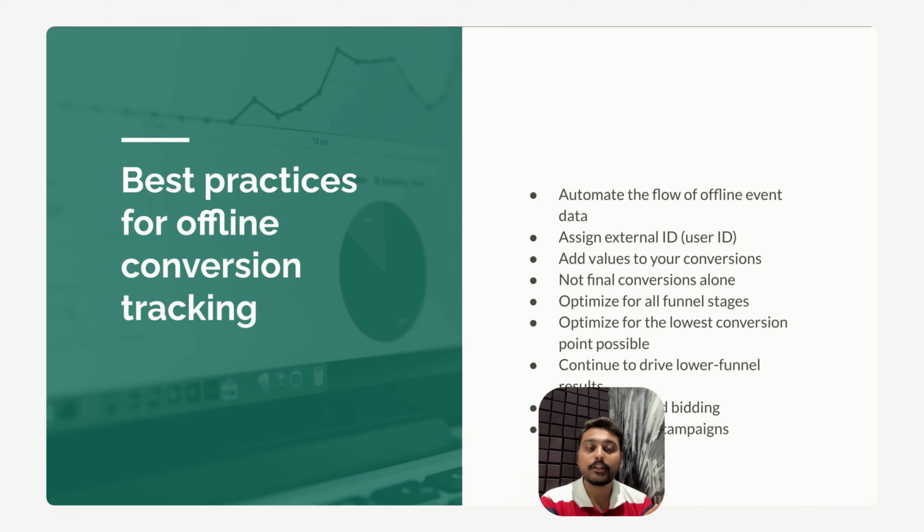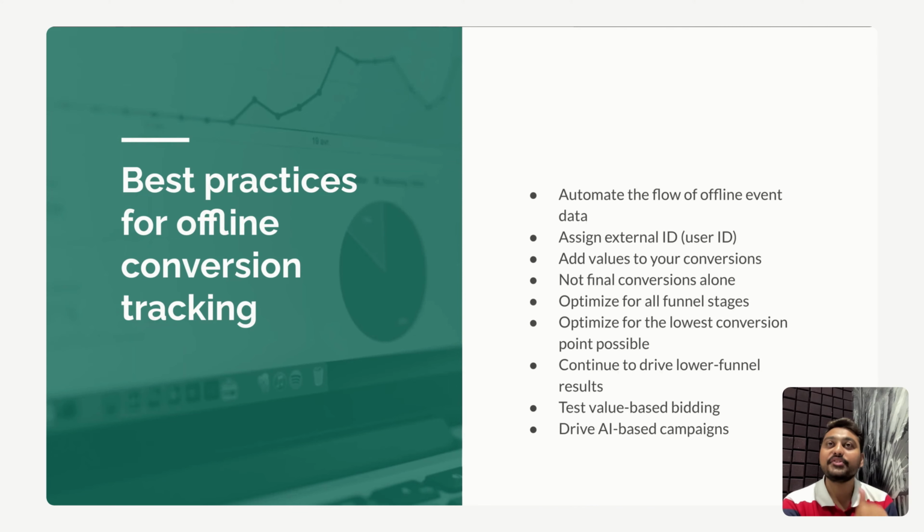Next, optimize for the lowest conversion point possible. Generally, it is not possible for some businesses to get more and more data at the final conversion. Based on that data alone, the ad platform cannot learn and give you better results. So you have to go for the lowest conversion point, as I showed you in the stages: click on home loan section, click on mortgage section, and then click on apply now. In this case, the lowest conversion point is the click on the home loan section.